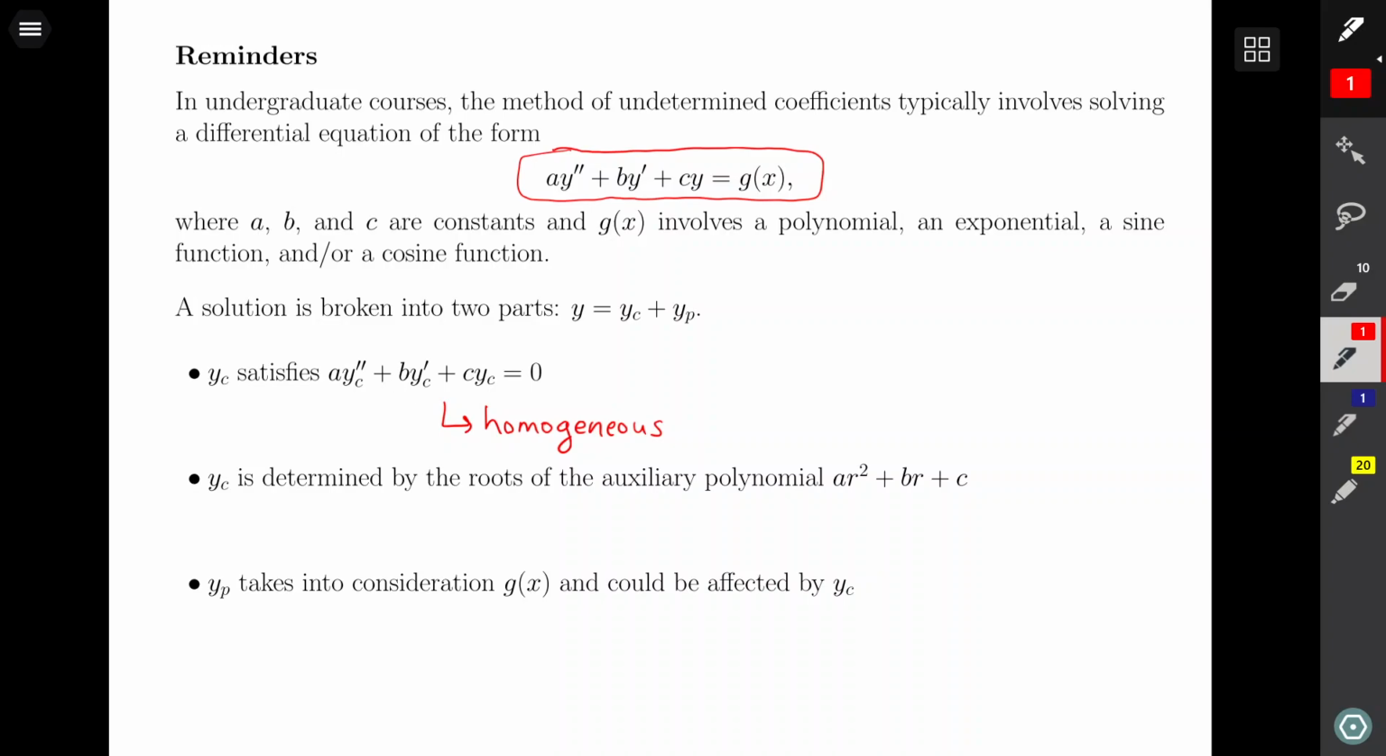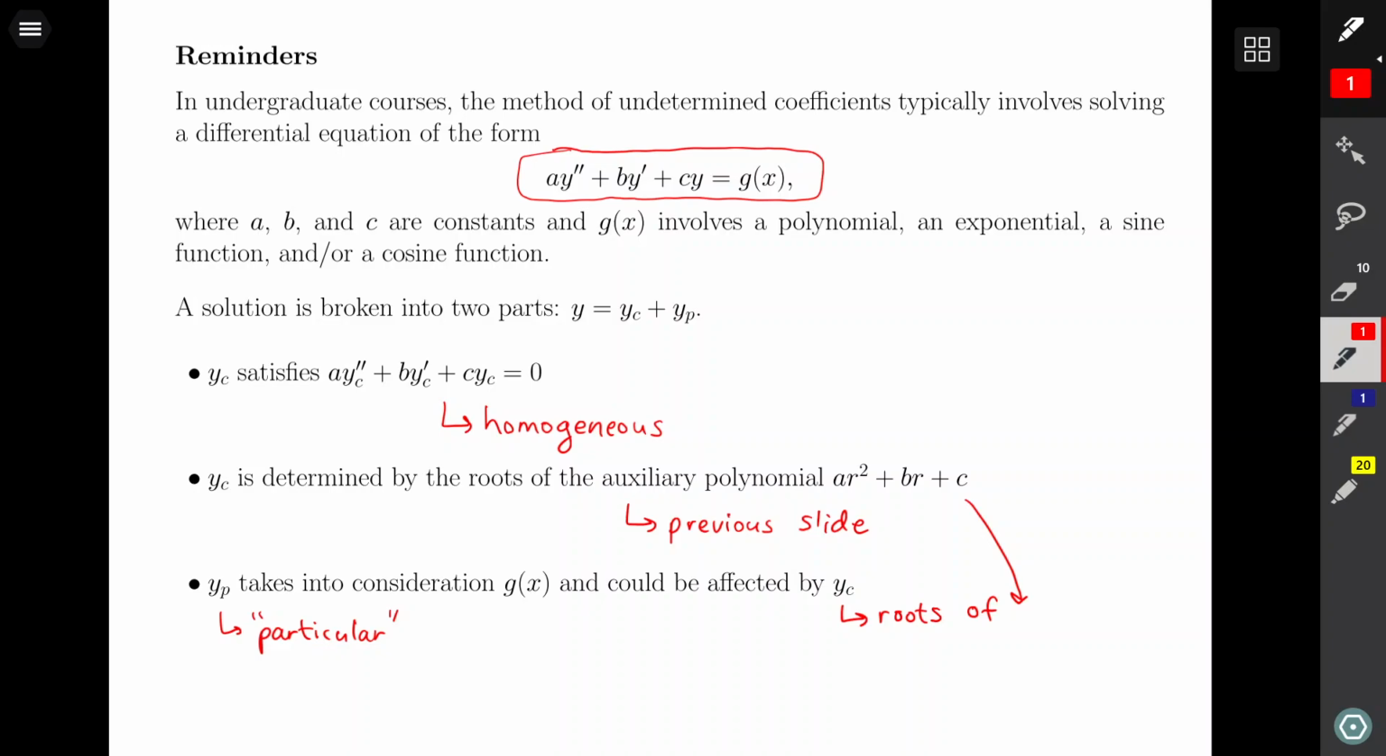So you would do the same thing. You would investigate that using the method with the auxiliary polynomial, which is described here below. And we did that on the previous slide. Yp, which is for particular, takes into consideration g of x, and it could be affected by yc. Specifically, it's going to be affected by the roots of that auxiliary polynomial.